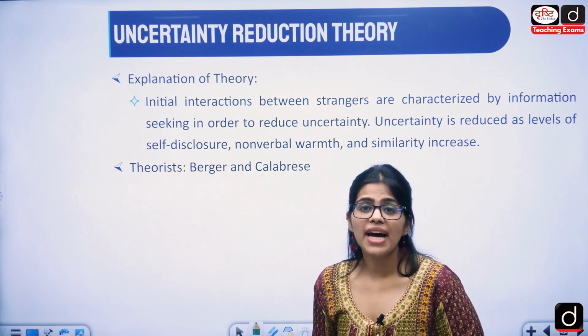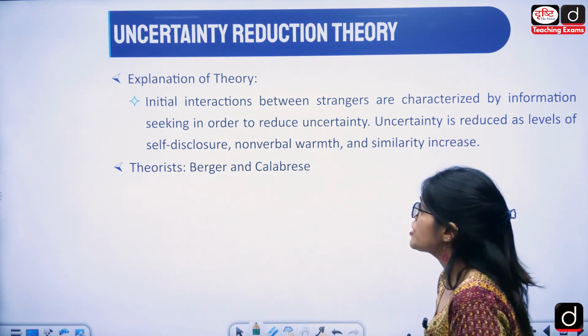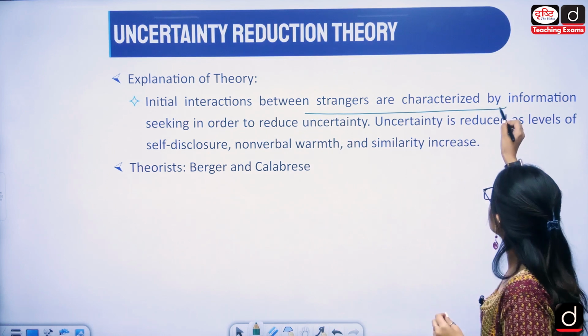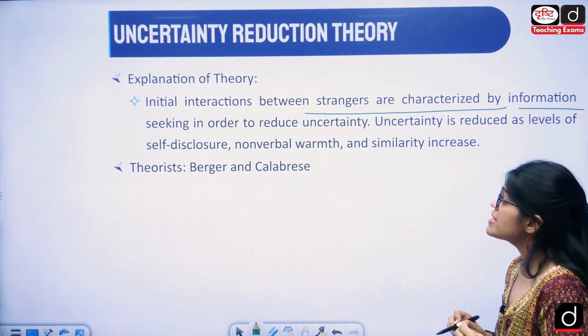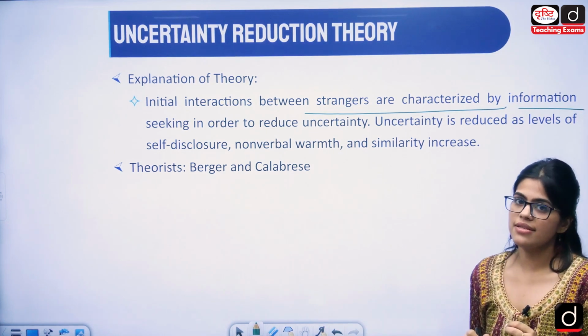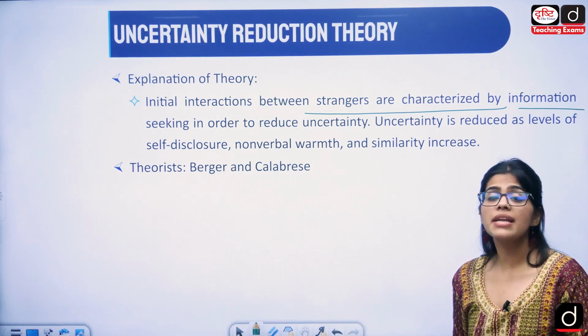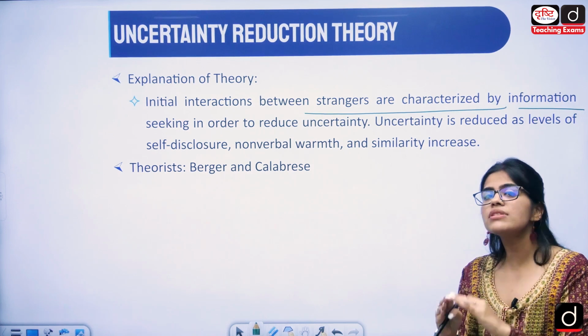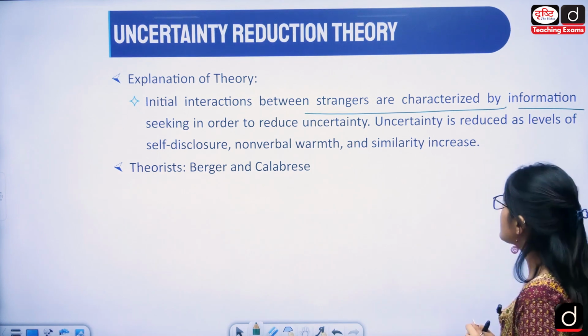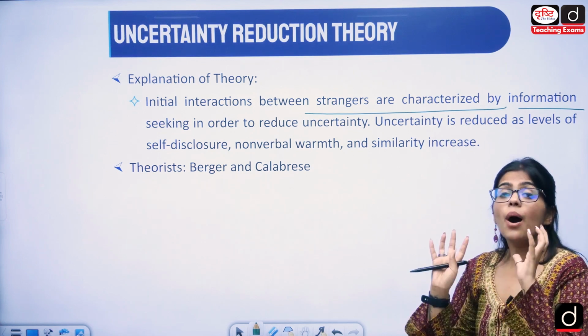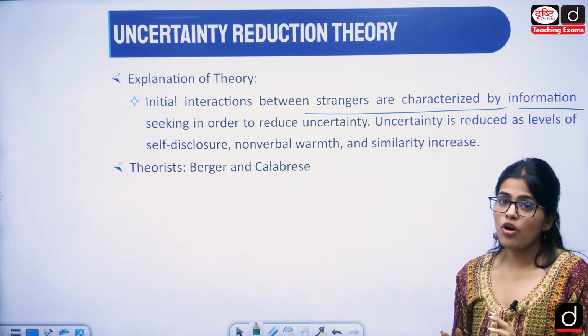This is the theory that is also seen in communication. The initial interactions between strangers are characterized by information seeking in order to reduce uncertainty. So the first interaction that you have with any person is always there to reduce the amount of uncertainties that are there. When the uncertainty is reduced, then there is a proper kind of interpersonal communication.